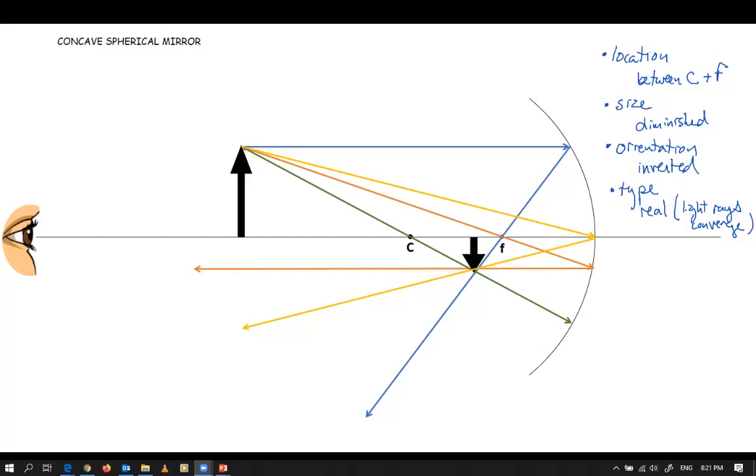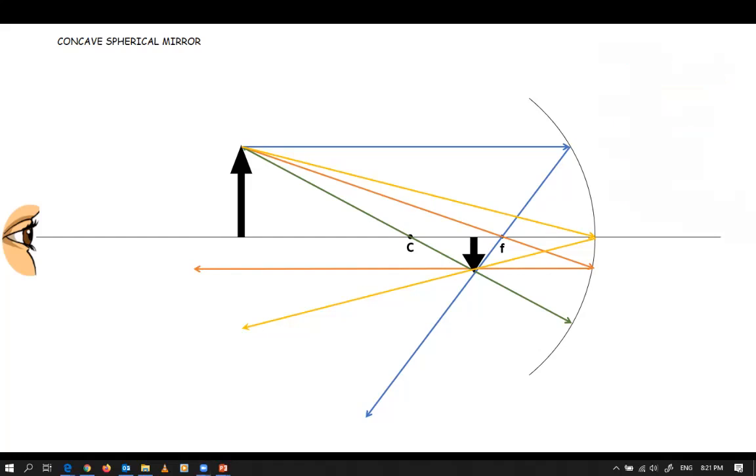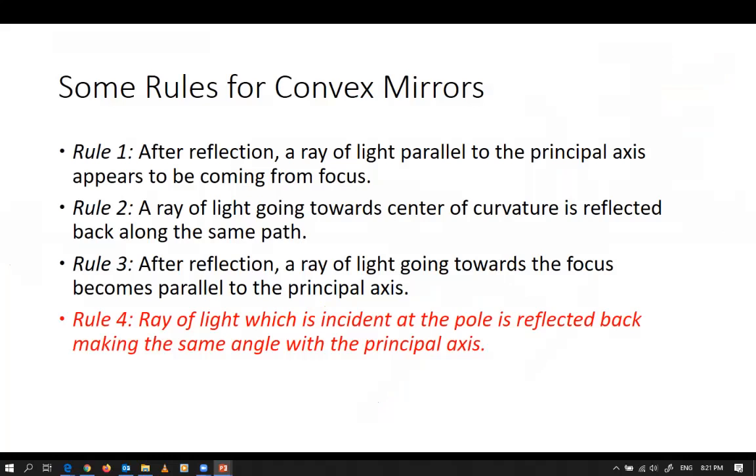Okay. All right, so let's take a look at the rules for convex mirrors and then do an example of a convex mirror. All right, so rule number one, after reflection, a ray that comes in parallel to the principal axis comes back through the focus. Sounds very familiar? Hopefully all of these should, because they are the same rules that we had for the concave mirror.